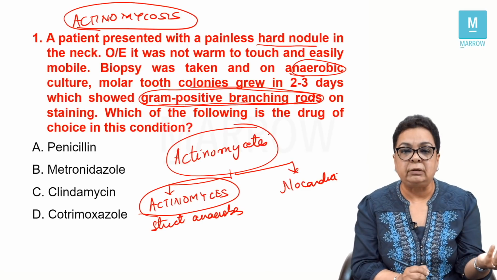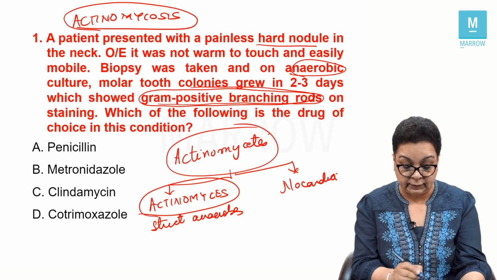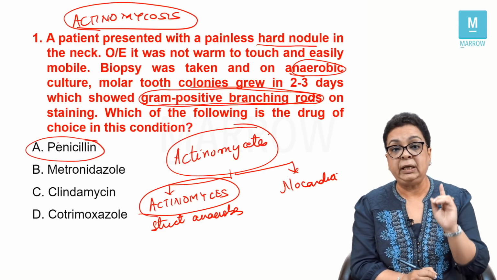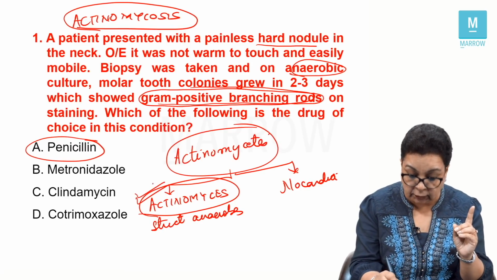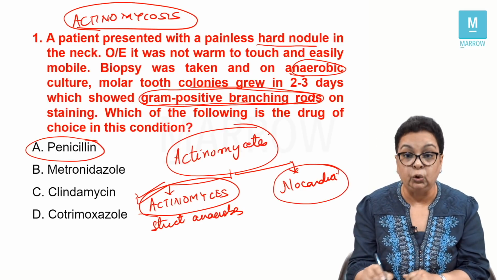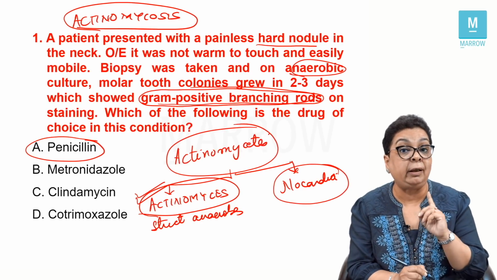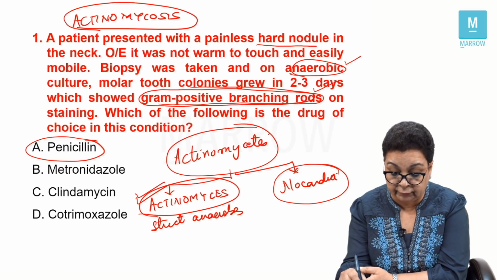So what is the treatment? The drug of choice is penicillin. Please do not confuse actinomycosis with actinomycetoma, which is caused by nocardia, which is a strictly aerobic bacterium. So these two important hints were given.